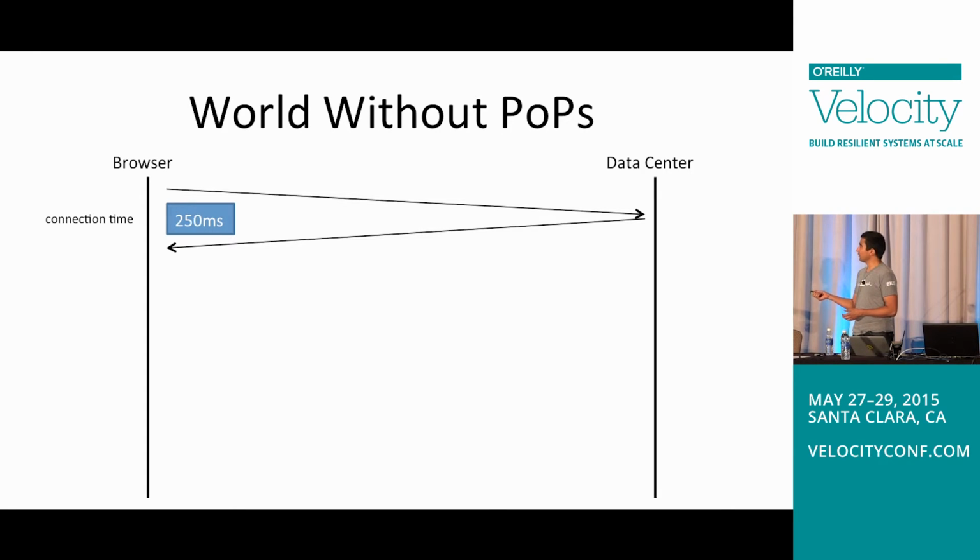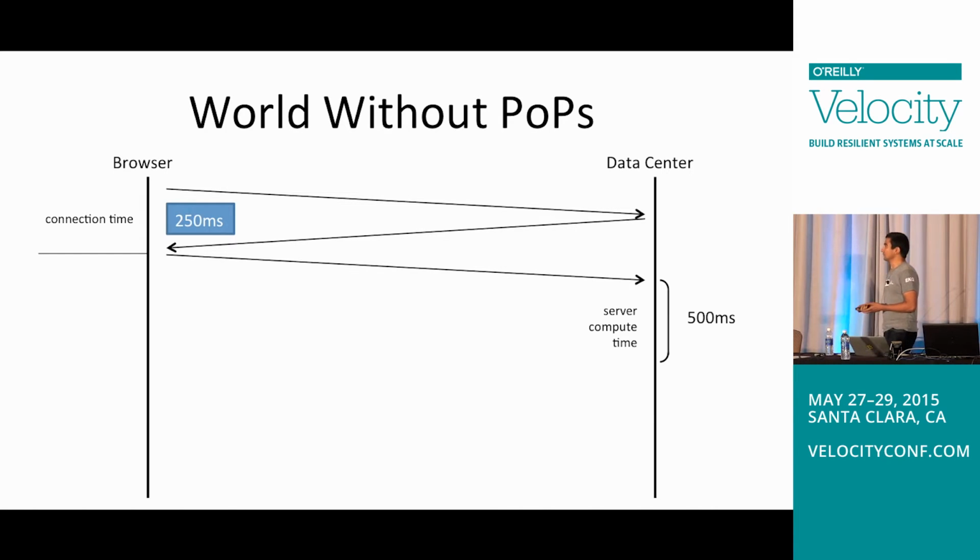You will usually have one round trip for TCP connection time. This is a three-way TCP handshake, which takes one round trip usually. So that's 250 milliseconds. Ignoring the SSL handshake, which could take another 1 to 3 round trips, but let's ignore that for now. Once the TCP connection is established, the browser would send an HTTP GET request to the server, to our data center.